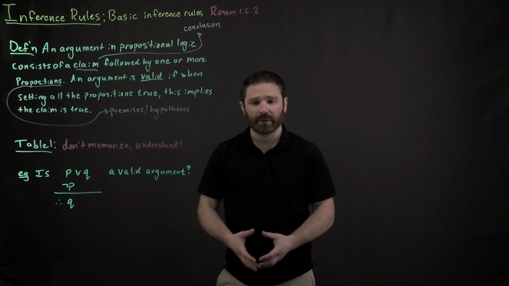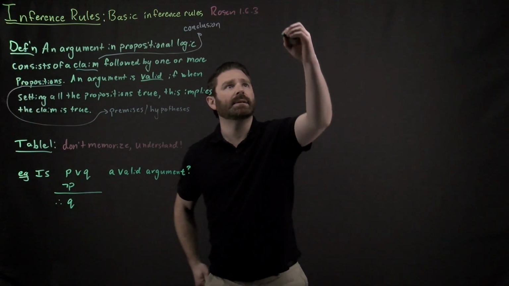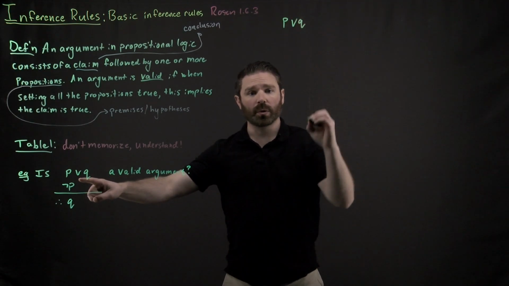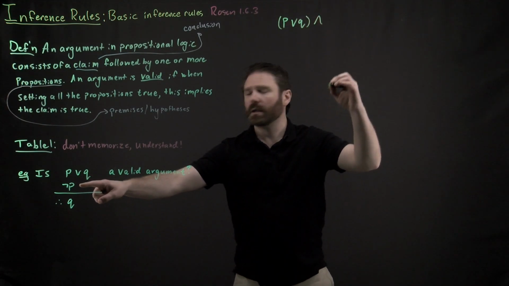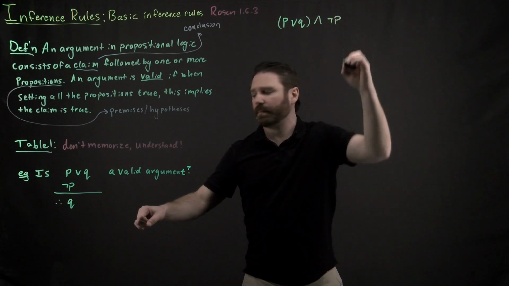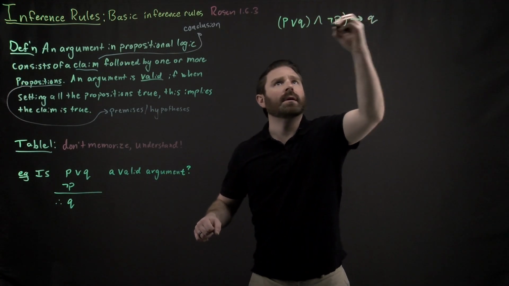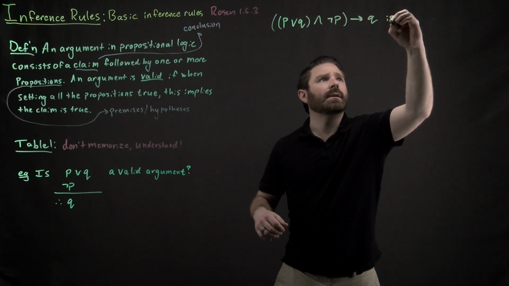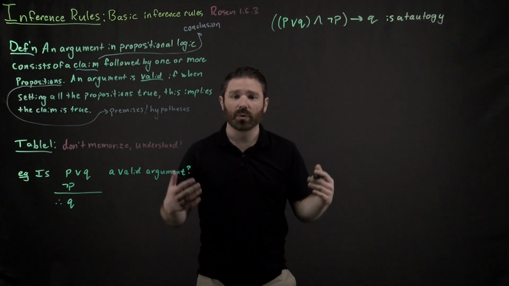And as we saw in the previous video, what this means is that we need to show that P or Q, one of our hypotheses, and not P implies Q. We need to show that this thing is a tautology or not.